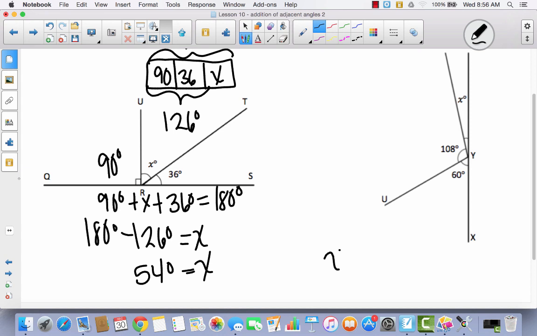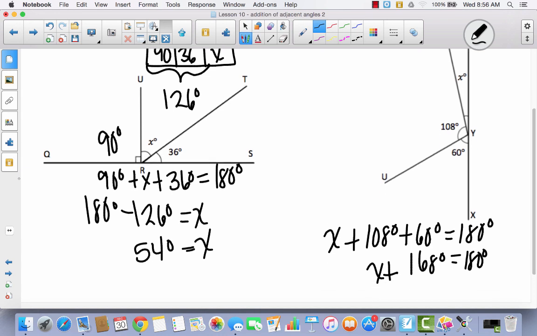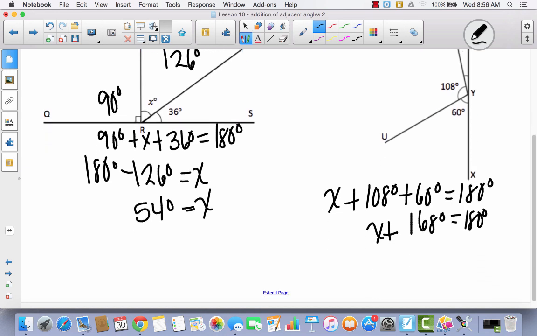Okay, so I have x plus 108 degrees plus 60 degrees, again, equals 180 degrees. So x plus, and I'm going to add these two together, that would be 168 degrees equals 180 degrees. So as you can see from the model, x is pretty small, and I can already tell when I subtract, this is going to give me a small number. So x is actually going to be equal to 12 degrees.